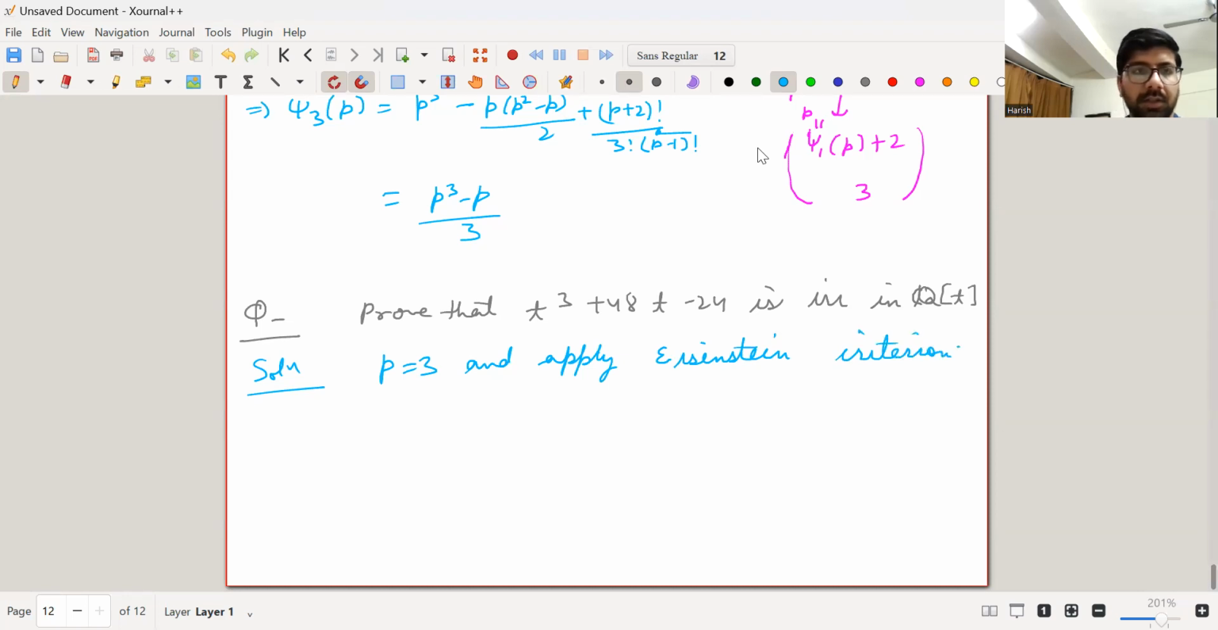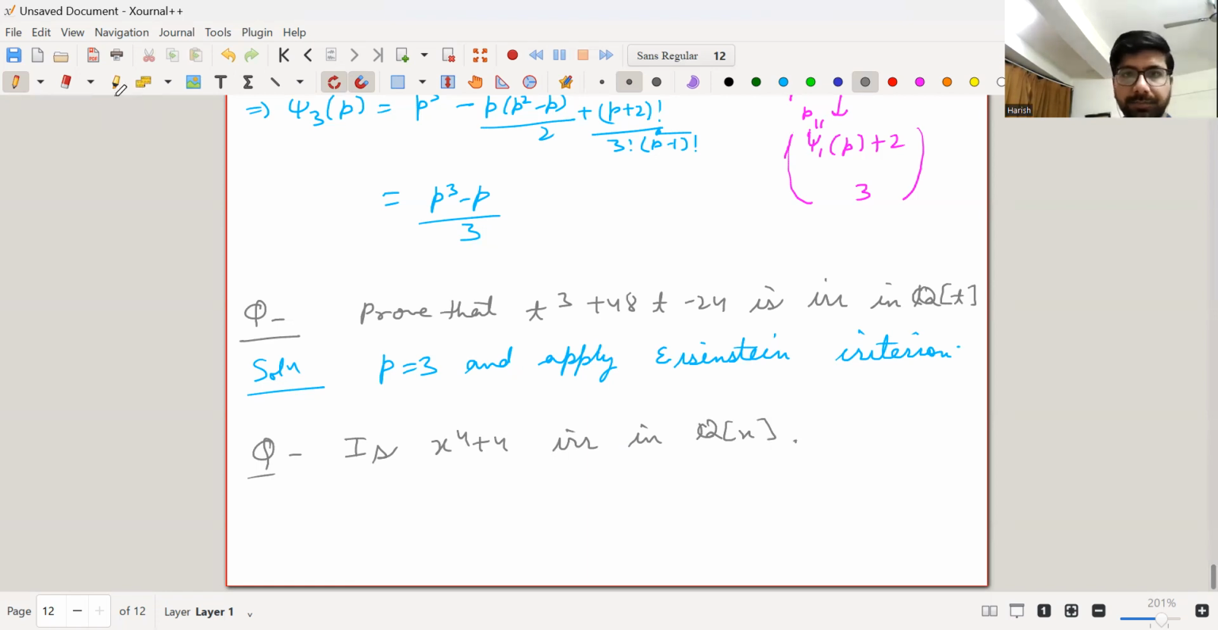Now, the converse of the Eisenstein criteria may not be true. Means if some polynomial is irreducible, it's not necessary that it will satisfy the Eisenstein criteria. Or if the Eisenstein criteria is not satisfied, it doesn't mean that the polynomial is reducible. So for that, one question I wanted to discuss is: is x^4 plus 4 irreducible in Q[x]?